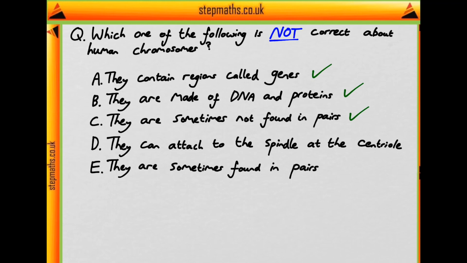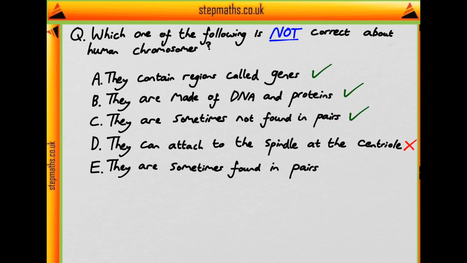The centromere, on the other hand, is the structure which is part of the human chromosome, and that is where the spindle attaches. So, the human chromosomes, they can't attach to the spindle at the centriole, but they can at the centromere. So this is testing that you know the difference between a centriole and a centromere. So this is our incorrect statement.